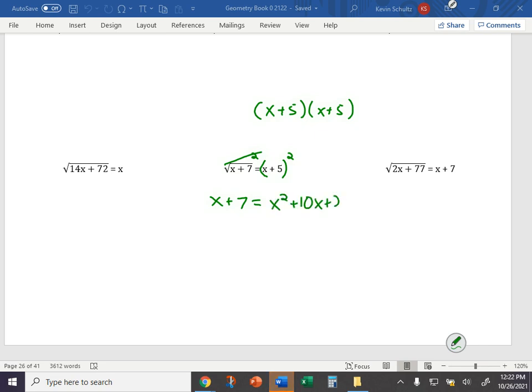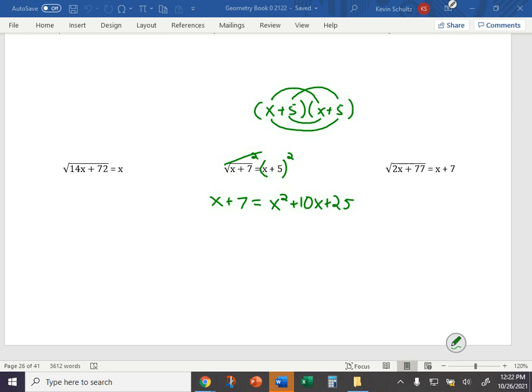X squared plus 10x plus 25. If you simply distribute that exponent in, you miss that 10x term, right? But this comes from first terms, outside terms, inside terms, last terms. You get x squared plus 10x plus 25.